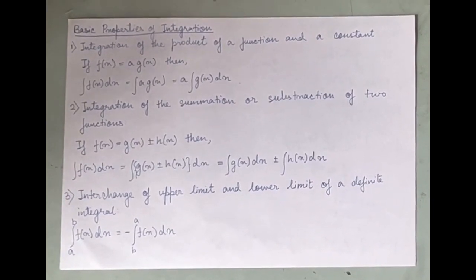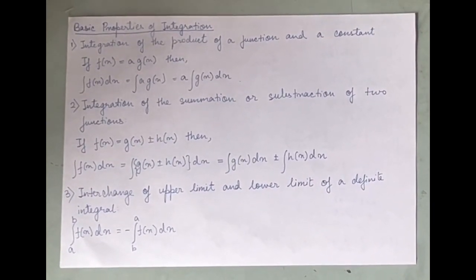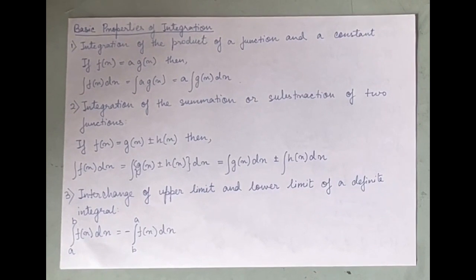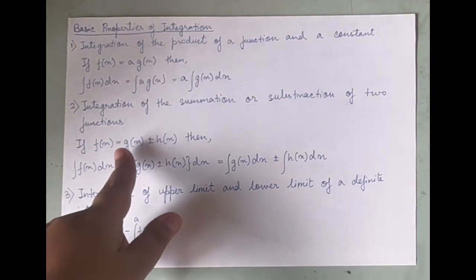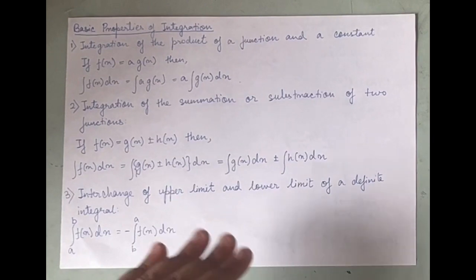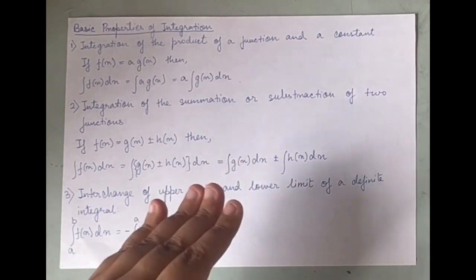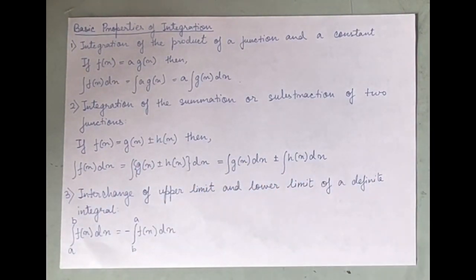The second property says that if a function is the sum or difference of two or more functions, then the integration of that function is the same as the sum or difference of the integration of the individual functions. Here I have used g(x) and h(x), but there can be more than two functions, and this property is applicable in that case also. The third and fourth properties need explanation.